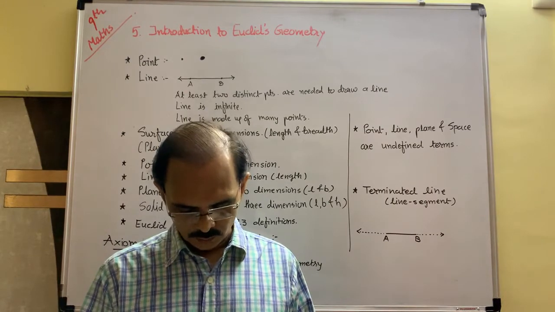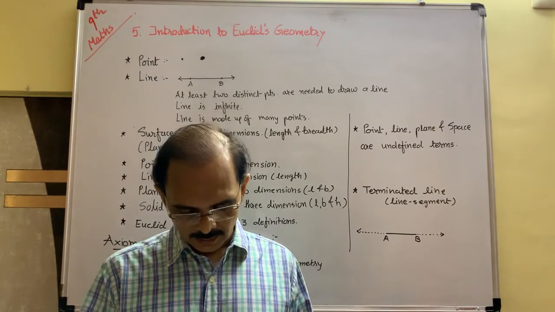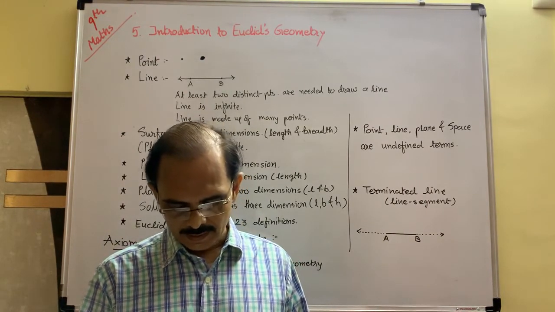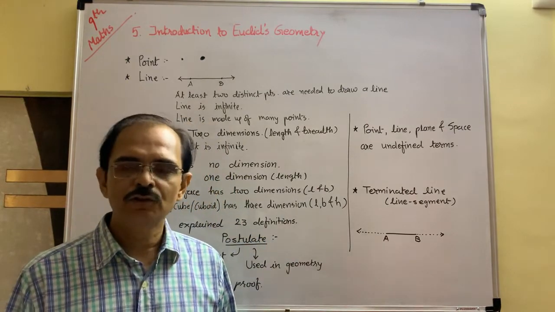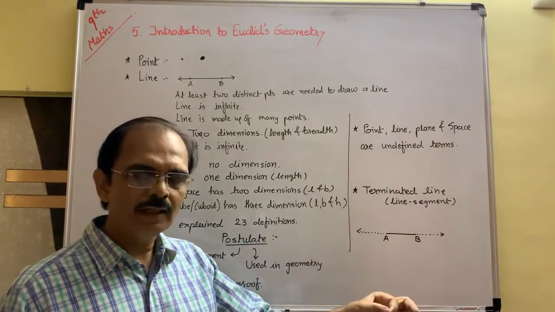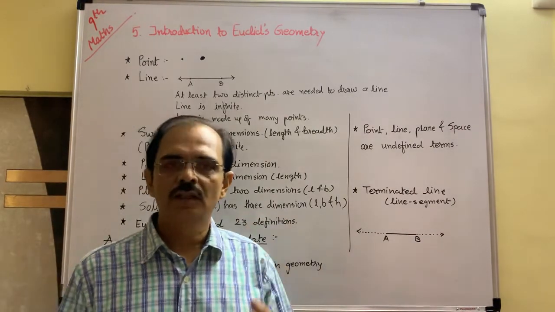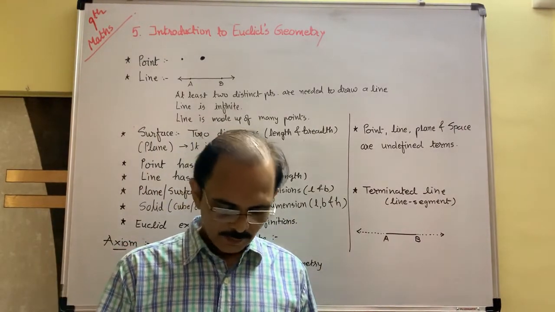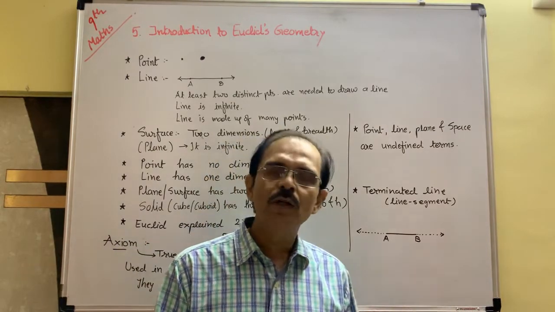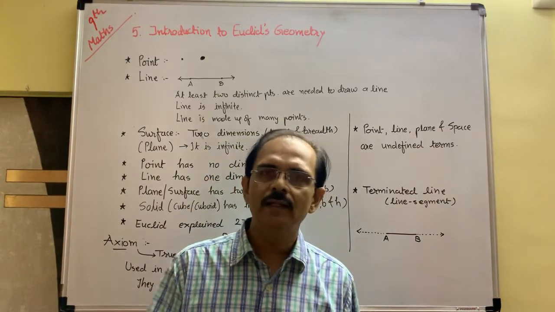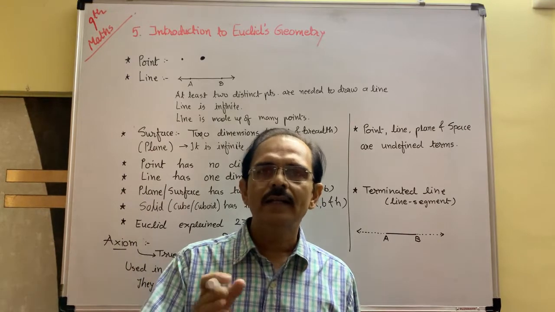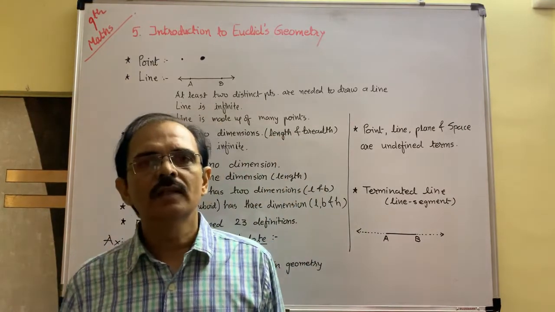This is postulate 2. Postulate 3: a circle can be drawn with any center and any radius. You can place your compass at any point, take any radius, and then draw a circle. Postulate number 4: all right angles are equal to one another. Very simple. Right angle means 90 degrees. All right angles are always equal to one another.